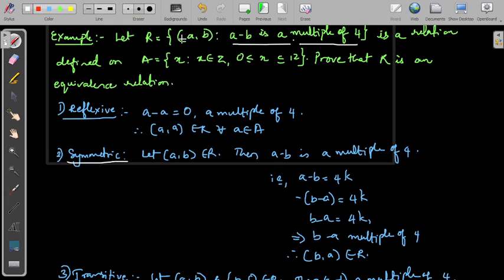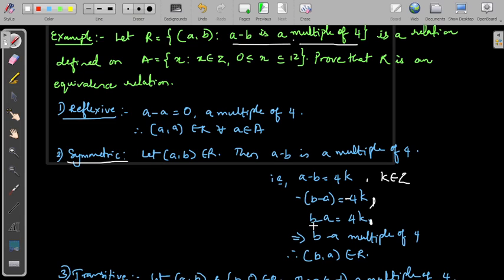Now for symmetry, I will take an ordered pair of the form (a, b) belonging to R. That is in the relation, so it satisfies a minus b is a multiple of 4. If a minus b is a multiple of 4, then I can write a minus b as 4 into some integer k, where k belongs to Z. Now multiply by minus 1 on both sides, then we get b minus a equal to 4 into minus k, which we take as 4k1. So b minus a is also a multiple of 4, therefore (b, a) also belongs to R.